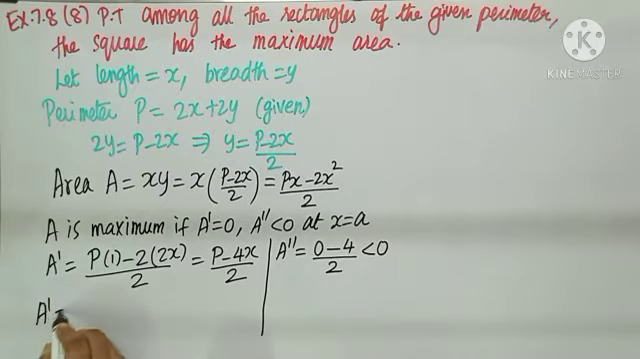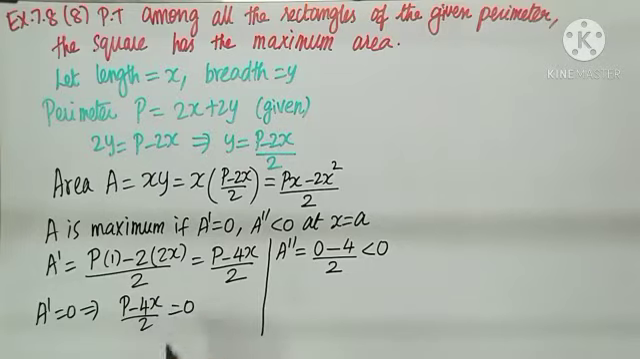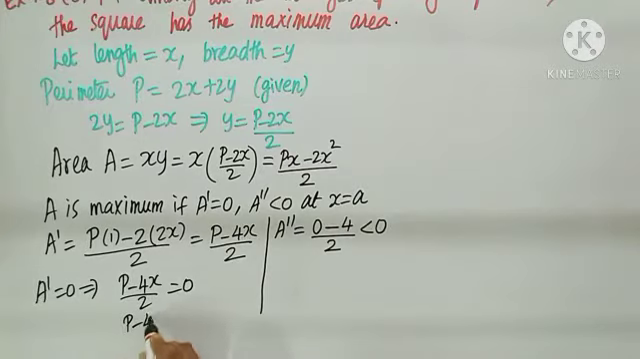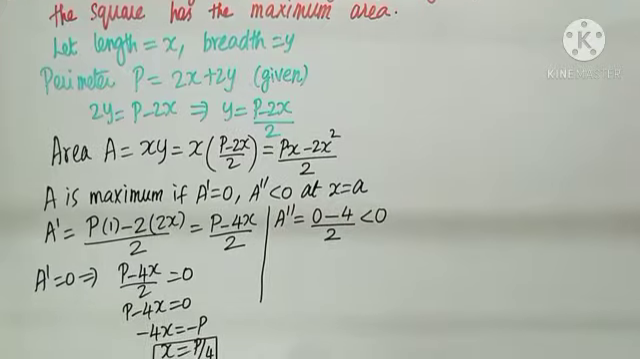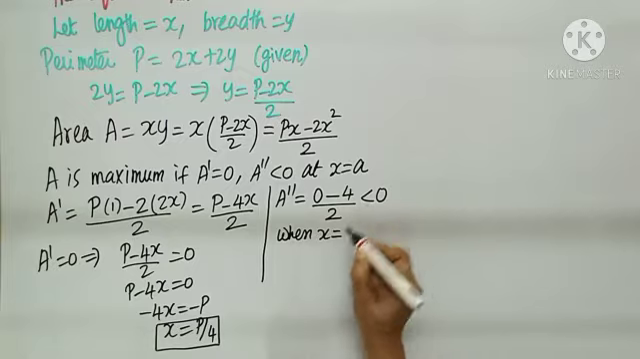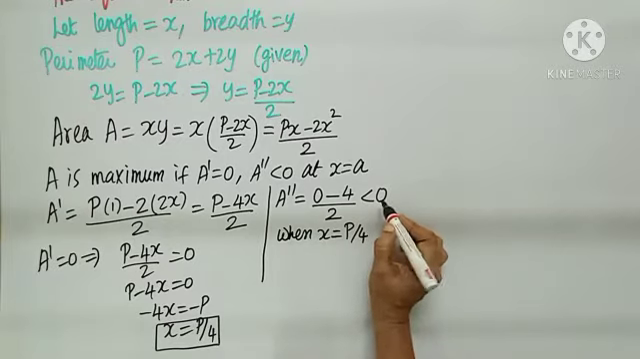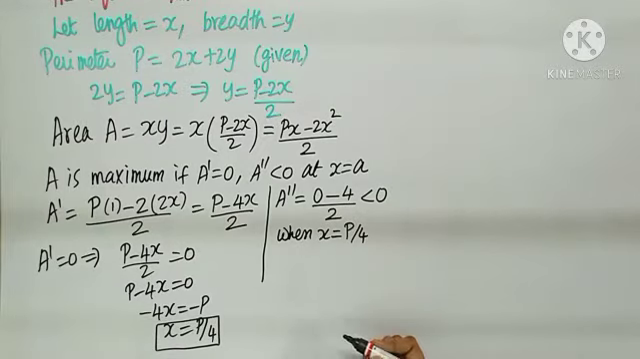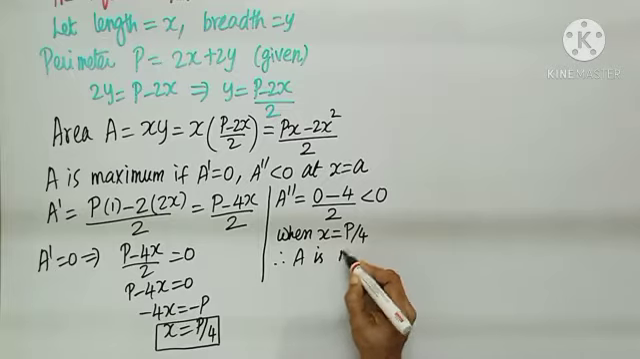Find out A dash equal to 0 implies P minus 4x by 2 is 0, or P minus 4x equals 0, or minus 4x equals minus P. X is equal to P by 4. When x is equal to P by 4, we will say A double dash is less than 0. It is less than 0 for all the values. At P by 4 also it is less than 0. Therefore, A is maximum.